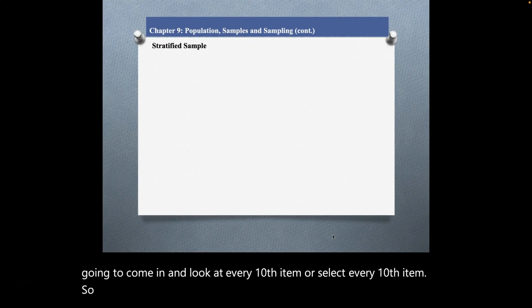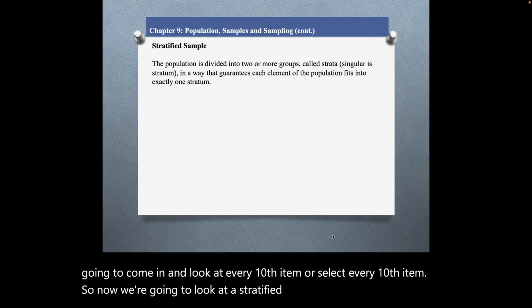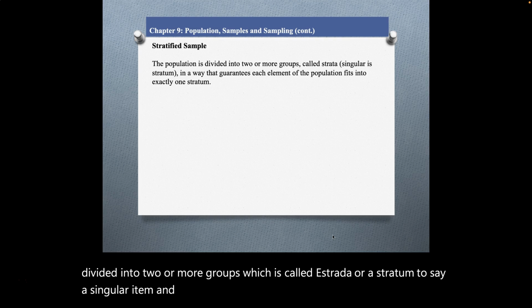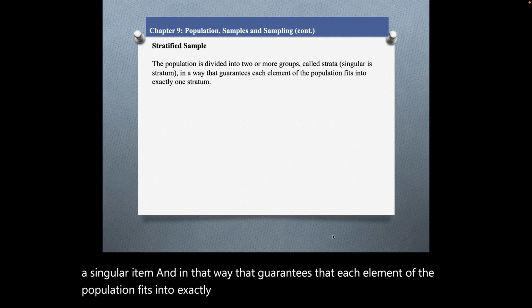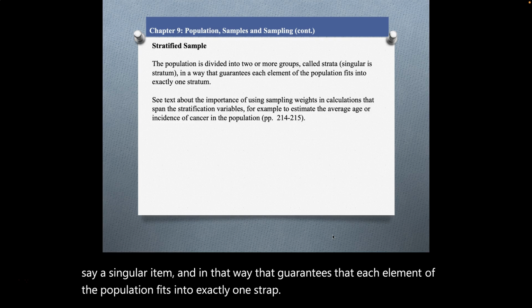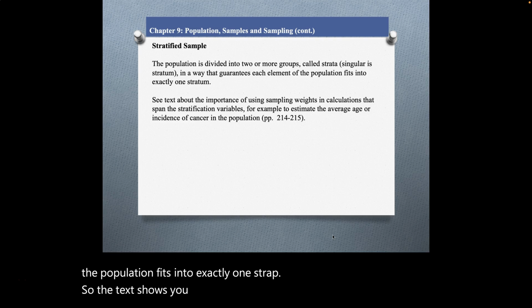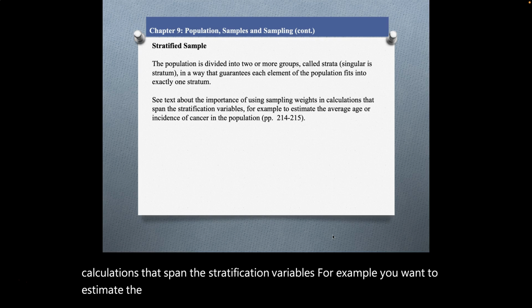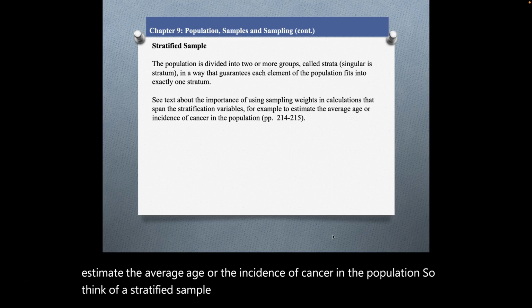Now we're going to look at a stratified sample. The population is divided into two or more groups, called strata, or a stratum in the singular. That guarantees that each element of the population fits into exactly one stratum. The text shows the importance of using sampling weights in calculations that span the stratification variables. For example, you want to estimate the average age or the incidence of cancer in the population. Think of a stratified sample as putting items into categories, and those categories are your strata.